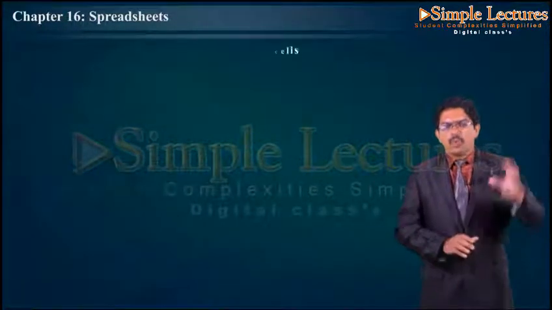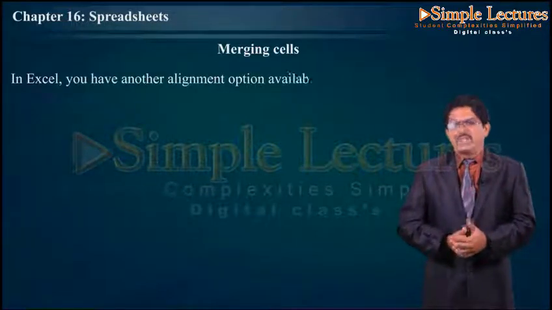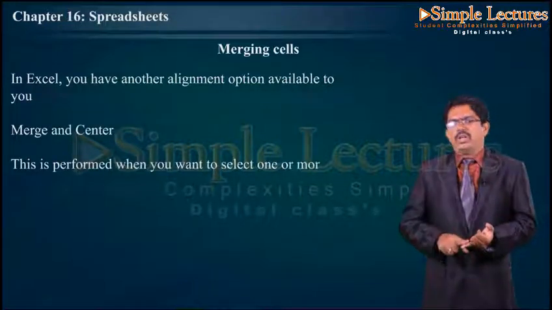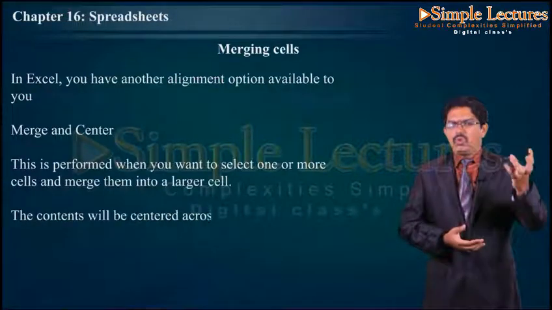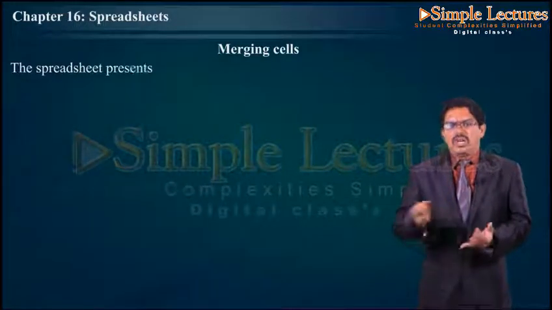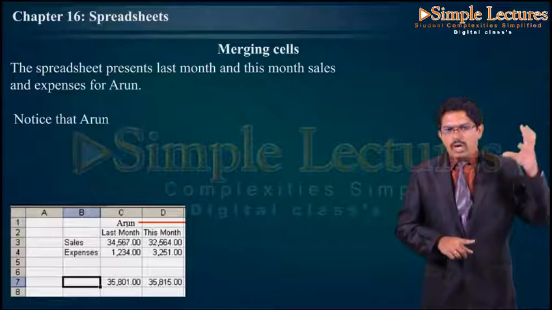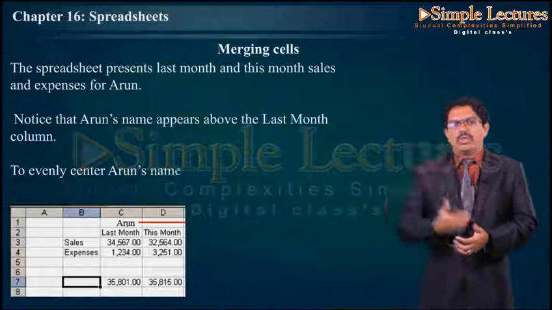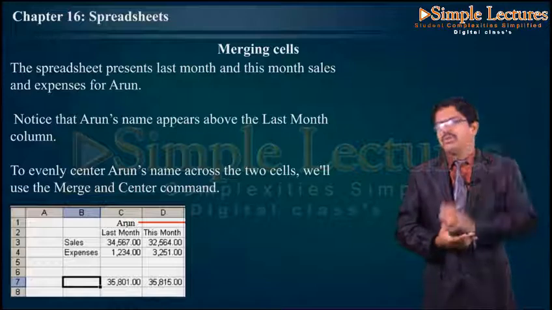Now, let us move to merging cells. In Excel, you have another alignment option such as merge and center. This is performed when you want to select one or more cells and merge them into a larger cell. The contents will be centered across the new cell. The spreadsheet presents last month and this month sales and expenses. For Arun, notice the Arun name appears above the last month column, so that Arun name across merge and center will be implemented.